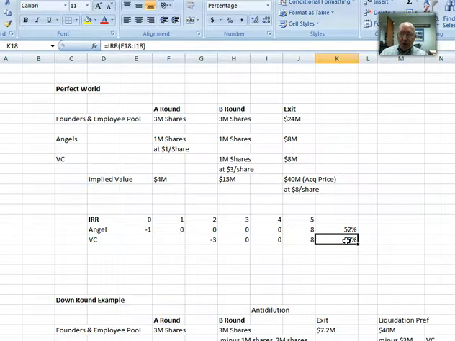So you might be surprised that the return isn't different, given that the angels only put in $1 million and the VCs put in $3 million. But remember, there were these 2 years here where the angels' money was already at work, and this is computing an annual rate of return. So the longer you have money, if you get the same amount of money back, the lower the rate of return is going to be.